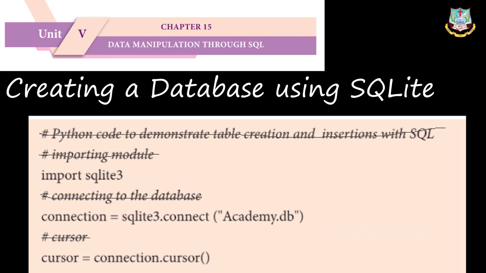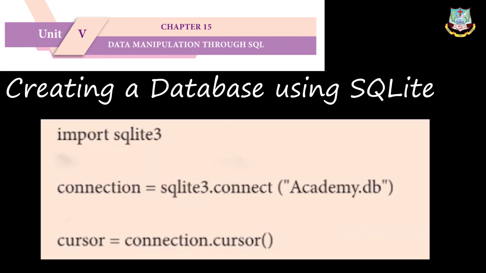Here, the first line of this example program is import SQLite 3. So here you are importing SQLite 3, and the next line is connection is equal to SQLite 3 dot connect. Inside the connect, you are giving the database name. Here we are giving the database name as Academy. Inside the bracket, you are giving the database name as Academy.